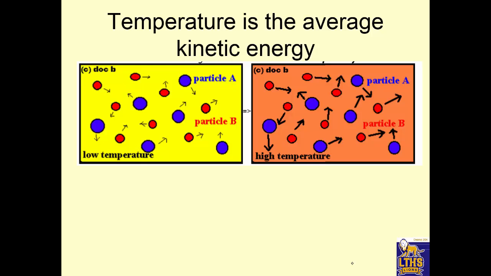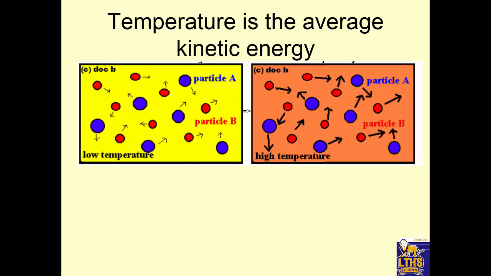So the last objective we didn't cover yet was how temperature affects average kinetic energy. We saw this picture in class already, but this is low temperature, and so these molecules are moving. Temperature is a measure of the average kinetic energy. So at a low temperature, they're moving because they're affected by temperature.